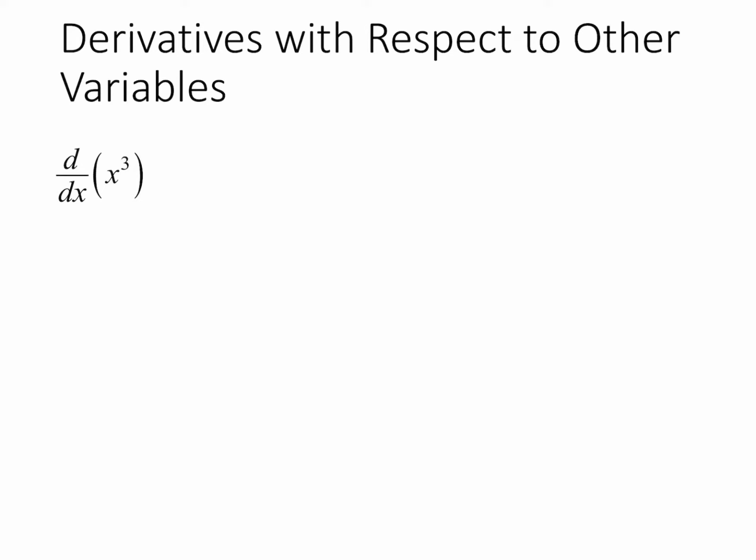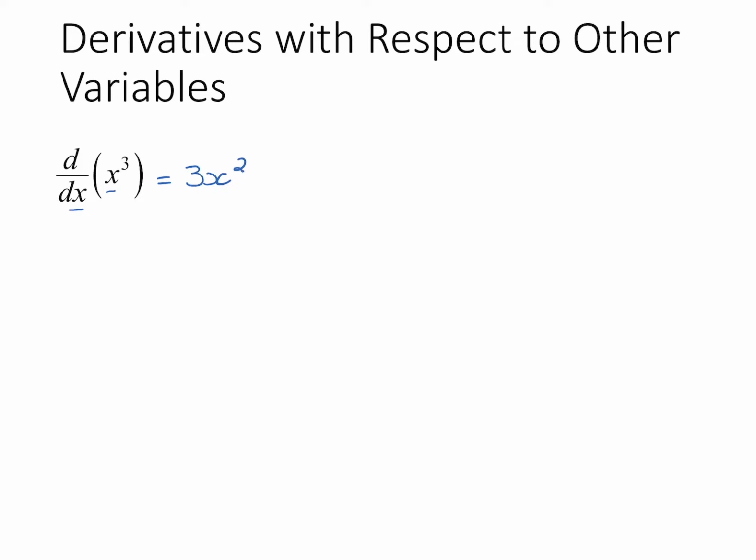In this video, we're going to look at derivatives with respect to other variables, and the first example we're going to look at is the derivative of x cubed with respect to x. So in this one, we have a match between the variable that we're taking the derivative with respect to, x, and the variable in our function, x cubed. So when we find the derivative of this, we're going to get 3x squared.